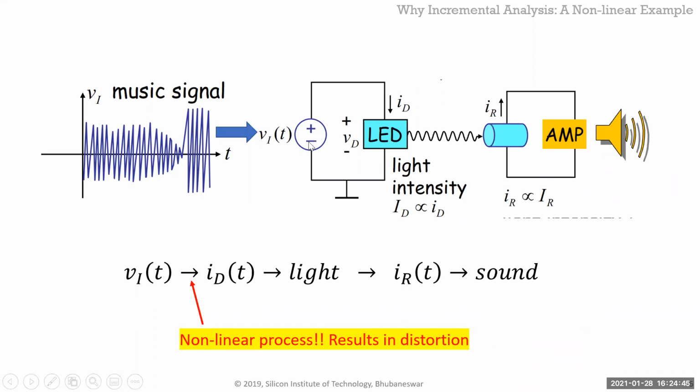The problem is this VI to ID conversion is a nonlinear process. Okay, so sorry.